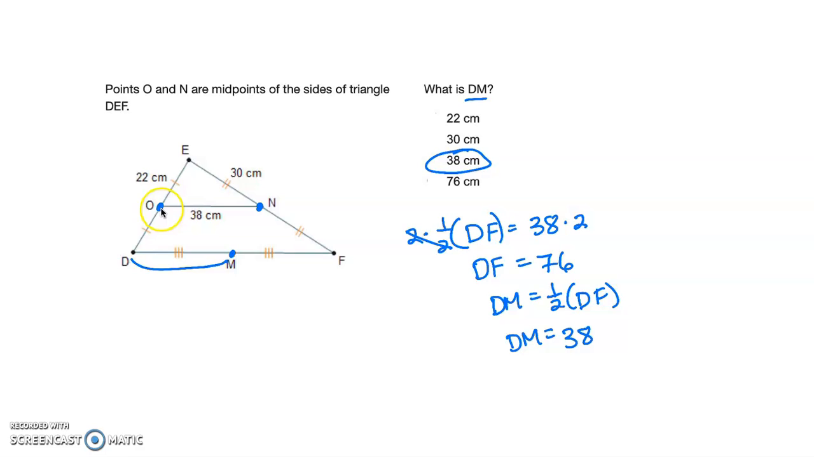One way you can do that is you can say, well, this is a mid-segment, so it's half of this length, so I can find out the whole length, but then that is half of that, so it's 38. But if you notice that this is half of the whole length and the midpoint divides it into 2 equal halves, we could just say 38 is equal to 38. So those are the ways we can use the mid-segment theorem and those triangle similarity theorems in solving for different things.